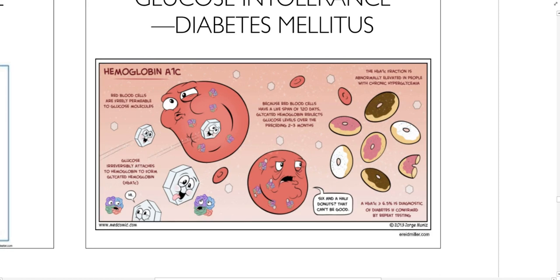When they're inside, they will bind irreversibly to hemoglobin to form glycated hemoglobin, or HbA1c, hence the A1C. And because they bind irreversibly, they will remain in the blood cells until the blood cells get recycled. And they have a lifespan of about 120 days. And so measuring the A1C in red blood cells can show us how glucose levels have been in the preceding 2 to 3 months.